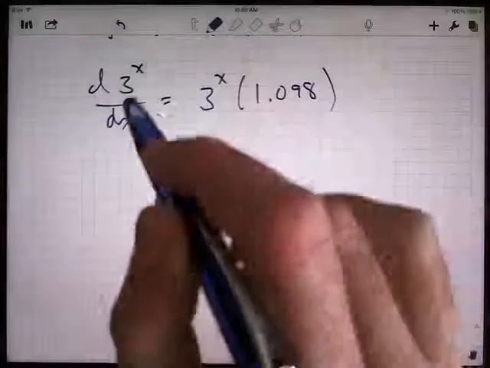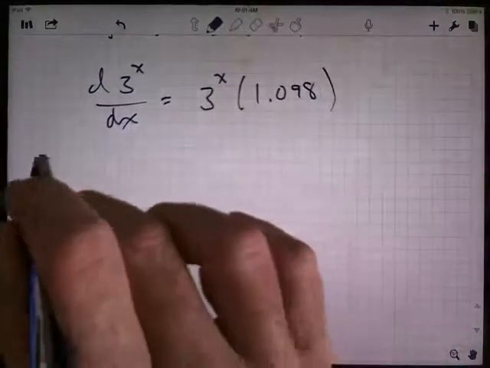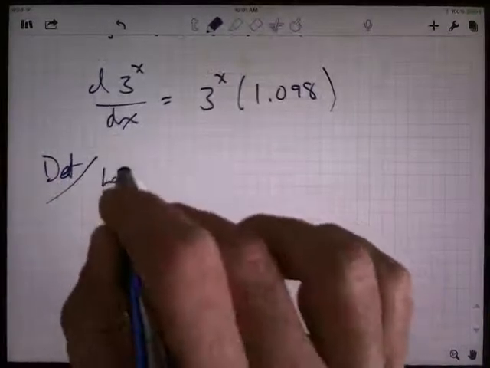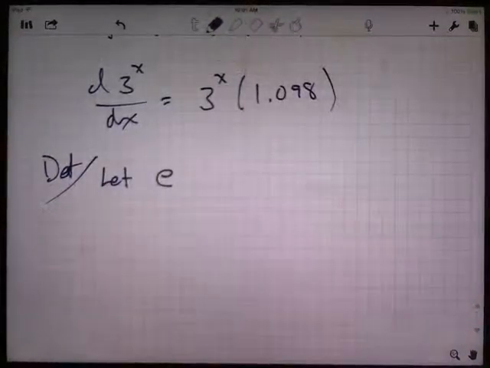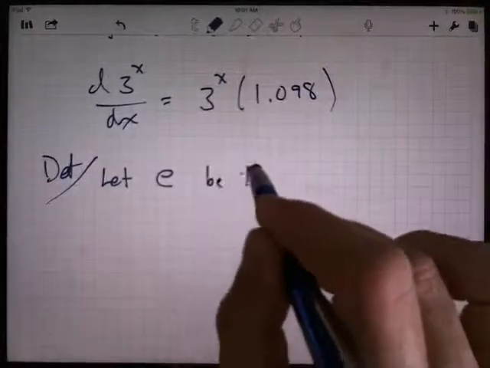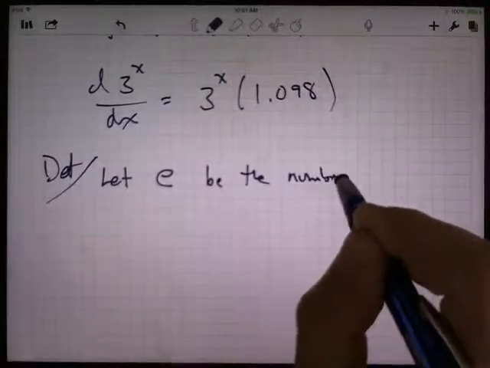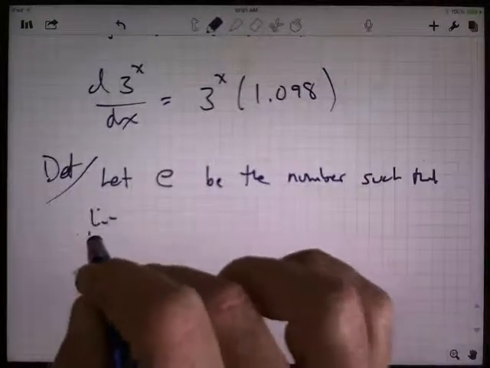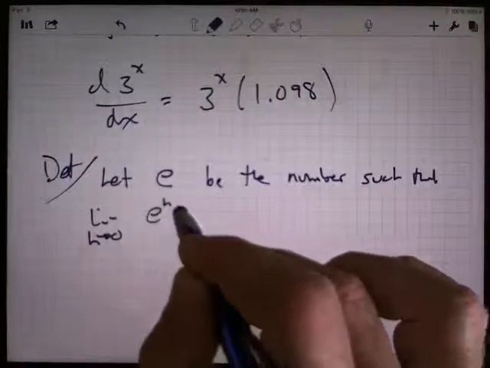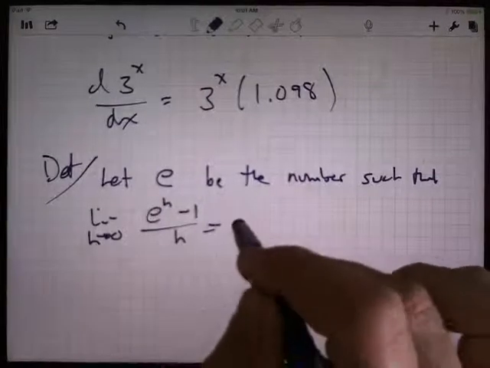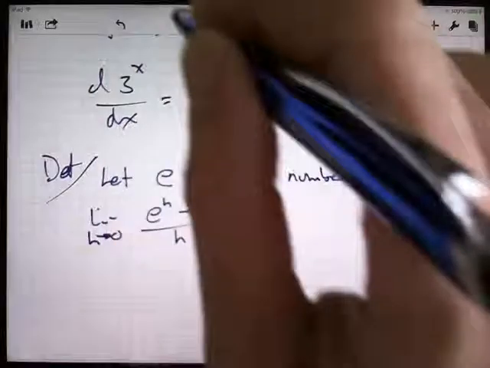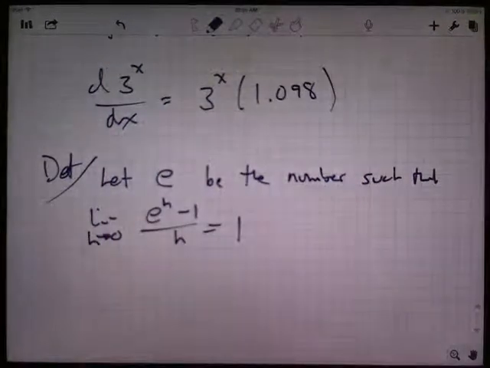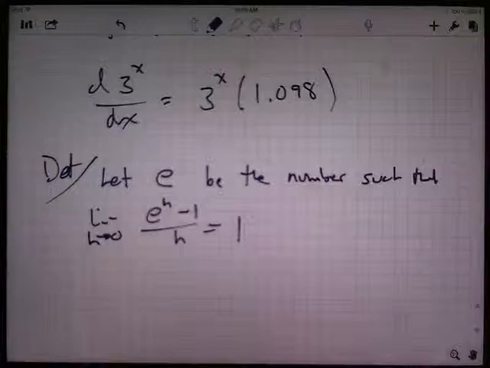There's one number, and we actually make a definition. Definition. Let a number, and I'll call it e, be the number such that the limit as h goes to 0 of e to the h minus 1 over h equals, not 0, equals 1. Right? Now you may think you know what the number e is. You may have seen it before as the base of the natural log system. Well, it is the same e.